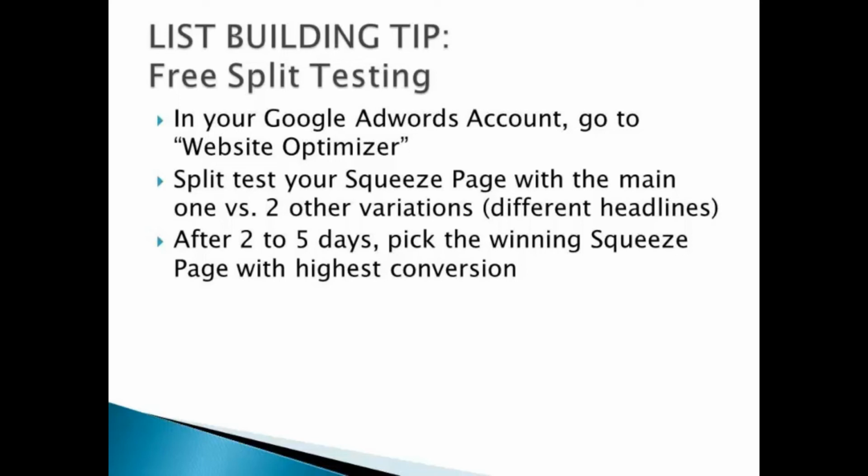Click on it, and you will be brought to a special page where you can set up your campaigns and start split testing your squeeze page. So use your squeeze page and create another 2 copies of it. The only difference is that they have different headlines. So what you are going to do is split test your main squeeze page against 2 other variations which are similar in all ways with the exception of the headline.